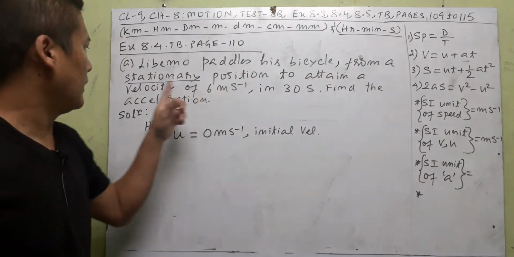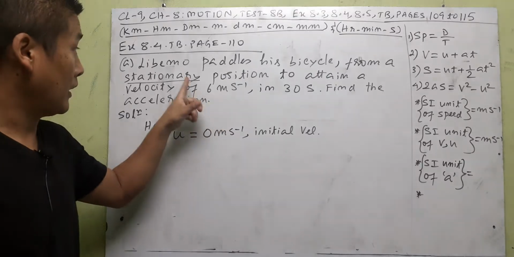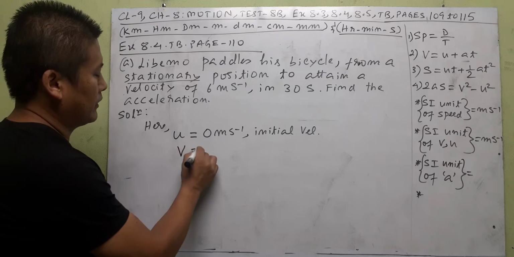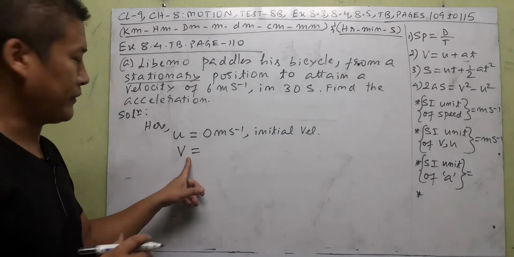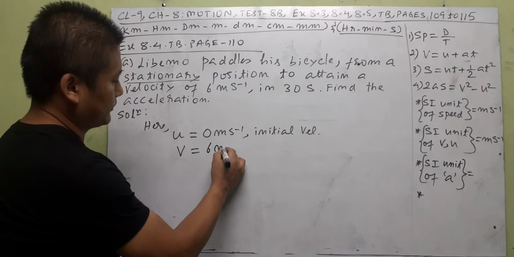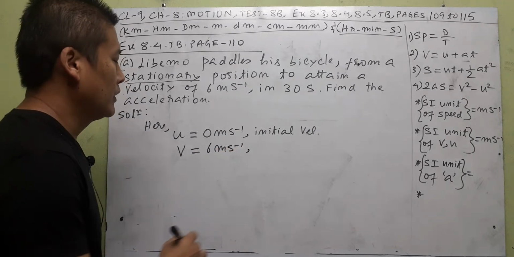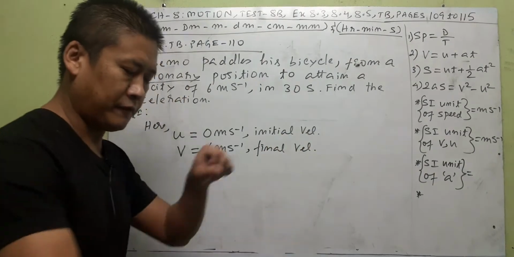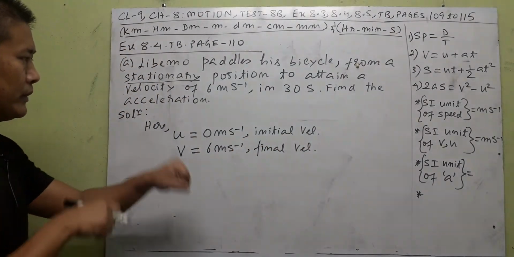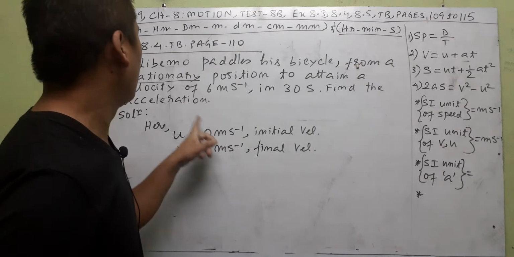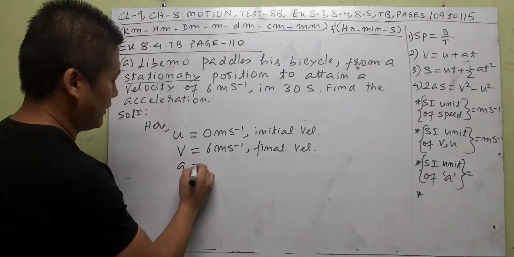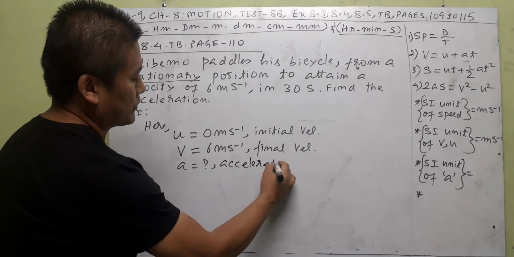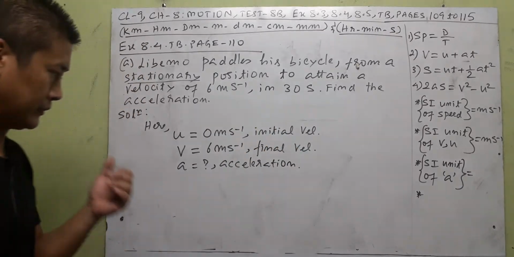And attain a high velocity of 6 meter per second. So the first one appearing is called initial velocity U, and the next one appearing, the final one, is called V. This is called final velocity, 6 meter per second. So this is his final velocity attained by his effort on the pedaling, by the effort put by him to pedal. Find his acceleration. So we have to find A, question mark, that is his acceleration produced.